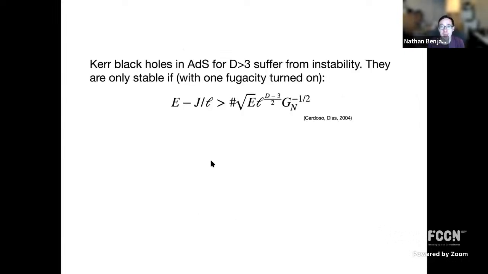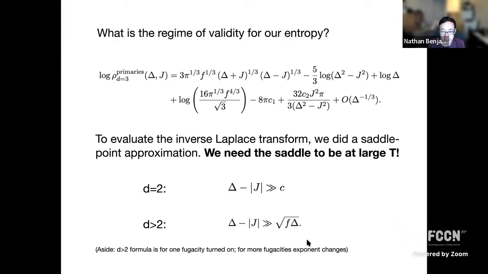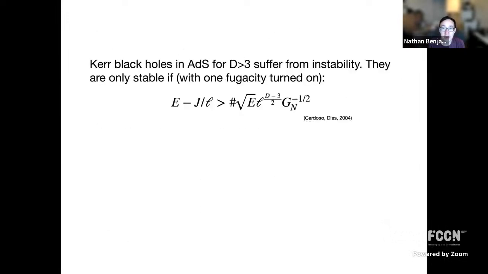Okay, let me go back to this point right here, the regime of validity of our entropy. I'm now going to review a pure GR fact that was discovered not so long ago, 2004, as far as I'm aware, which is that black holes in AdS for d bigger than 3 suffer from an instability. This is called a super-radiant instability.